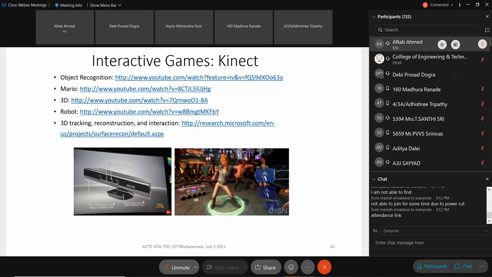And then interactive games like Kinect and other things which are already available. These are mainly used for gaming applications. Particularly, the young generation are more interested to learn gaming things. They want to learn the basics of physical exercise and other things. So that is where it can also be used.